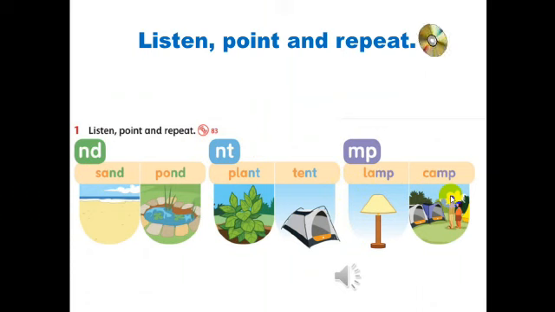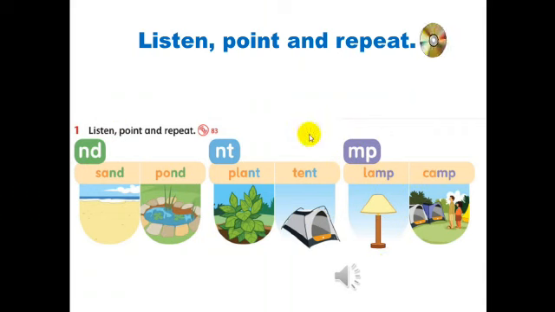Listen and repeat. End, sand, pond, ant, plant, tent, ump, lamp, camp. So again, this sounds "and": and, sand, and, pond, and, plant, and, tent, and; "ump": lamp, ump, camp, ump.